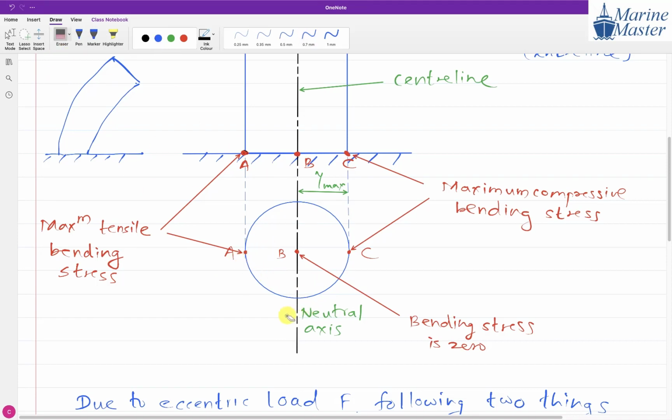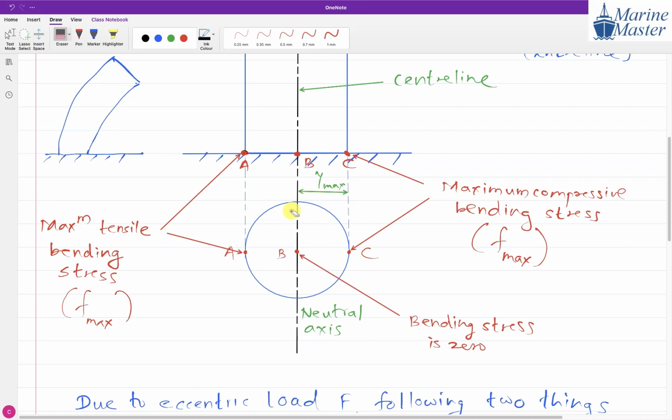Now everyone observe the things carefully, how we are going to approach further. As it is symmetrical about the neutral axis, it means the maximum tensile bending stress and maximum compressive bending stress, both values will be the same. We will denote them only by F max. Why the same, everyone? Why is it the same here?